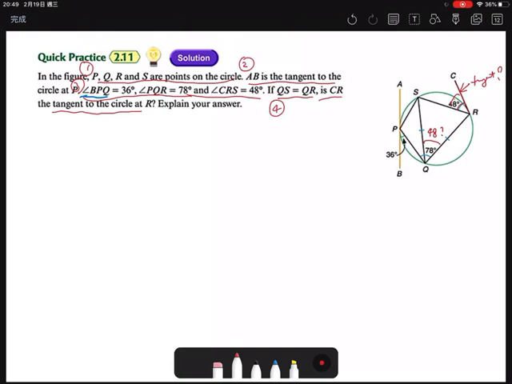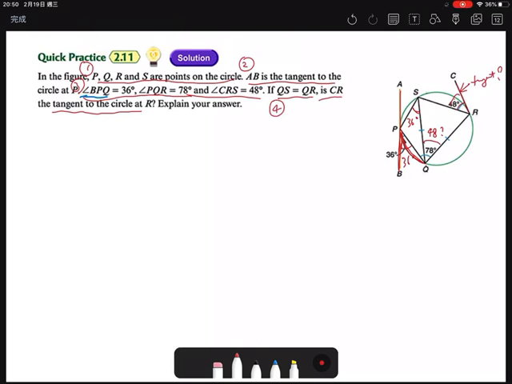Let's look at the second condition. AB is a tangent to the circle. So this is 36 degrees, and let's check the tangential angle. Look at the arc, the arc is PQ, so this angle is 36 degrees. Angle in alternate segment. And as we know, PQRS is a cyclic quadrilateral.